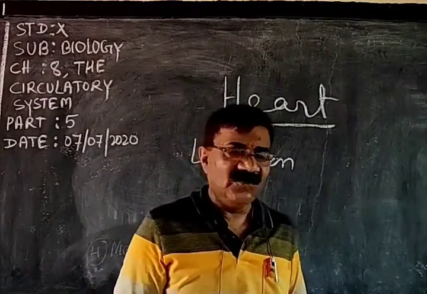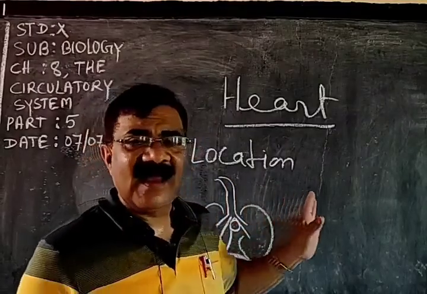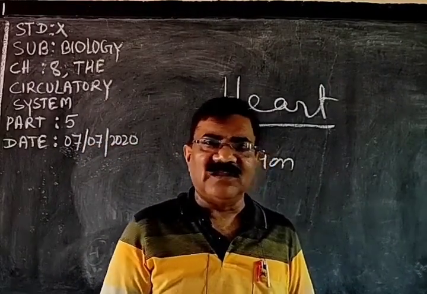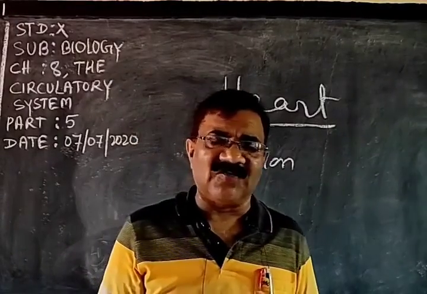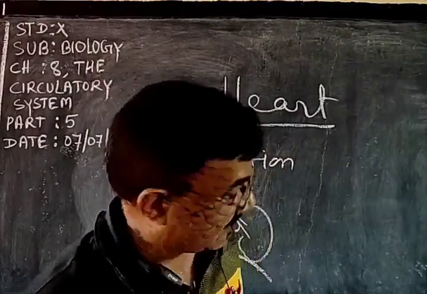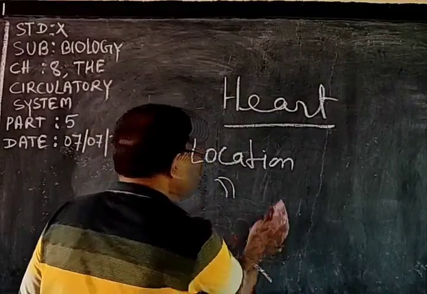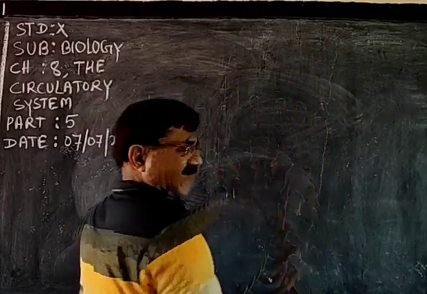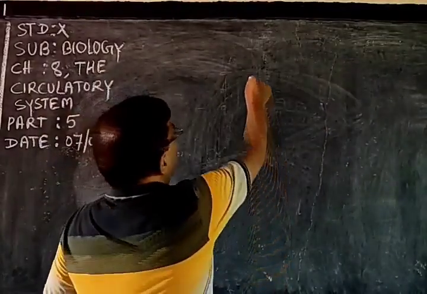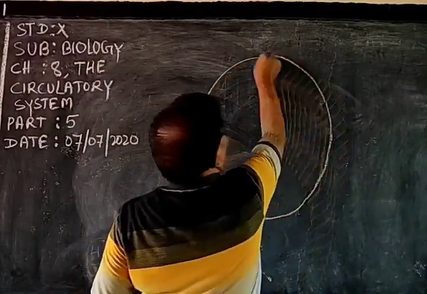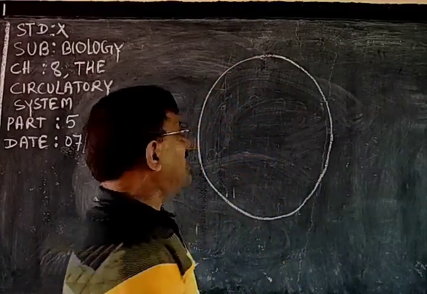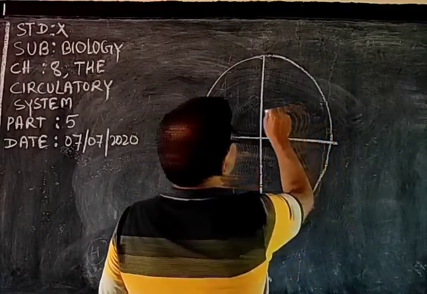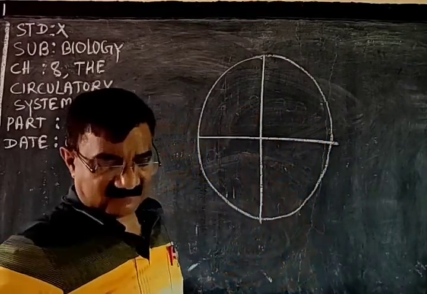Very clear? So what is the location of heart? And function is to pump the blood to the lungs and to each and every part of the body. So that part is clear. Now, let us see a rough diagram of the human heart. Suppose this is the human heart. It has got 4 chambers. Upper 2 chambers and lower 2 chambers.